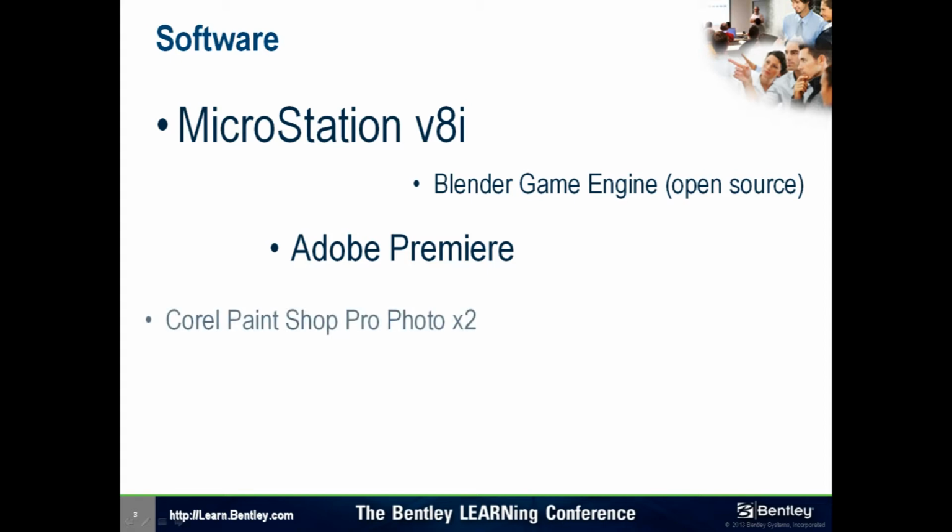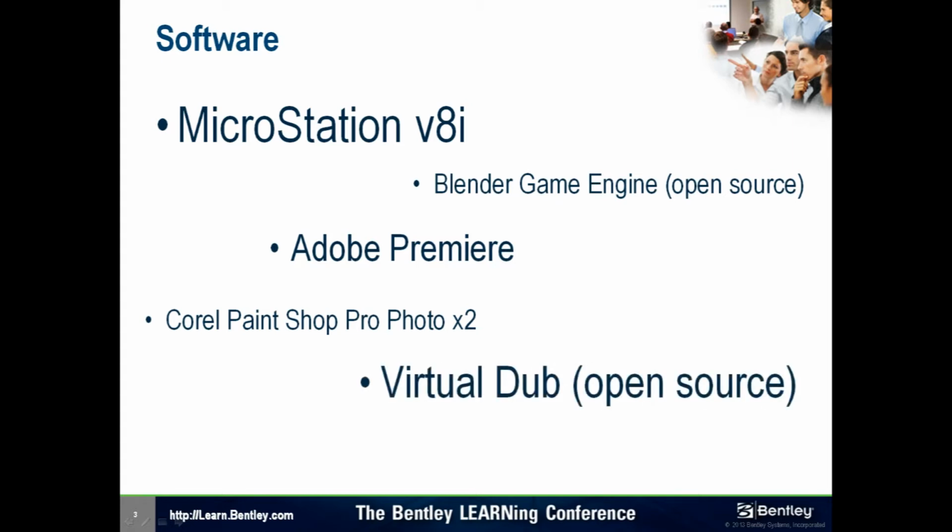We use Corel Paint Shop Pro. This is a great program to create photo textures and to match the actual colors and some of the artifacts that are within the laser scans to the vector model. I used Virtual Dub primarily to break apart movie files that I was creating from the Blender game engine, and finally the Cam Studio Recorder, which is also open source. And if you'll see, there's a sort of pattern here with open source software.